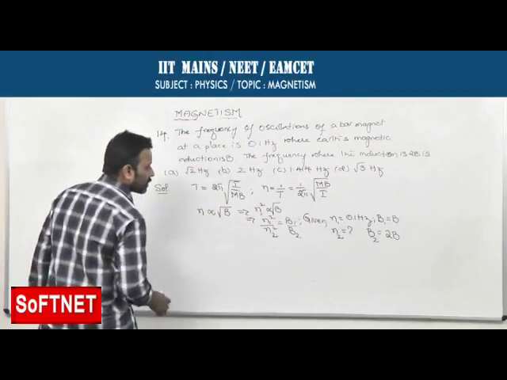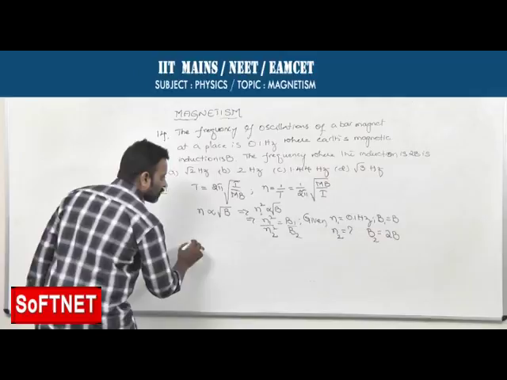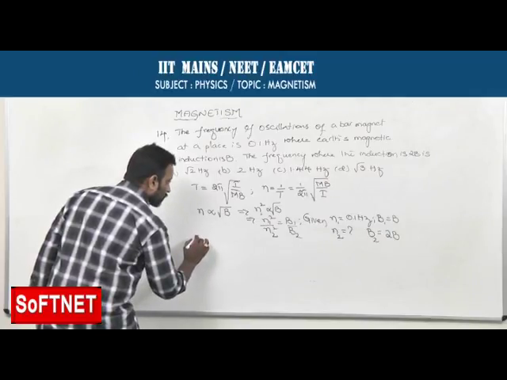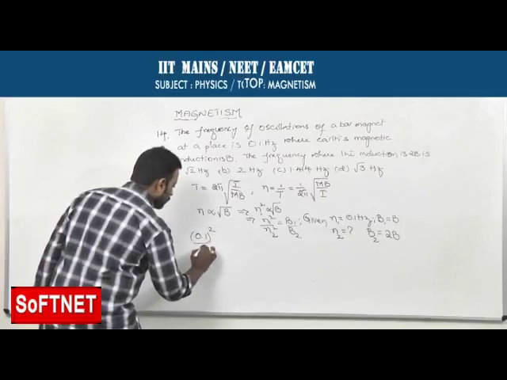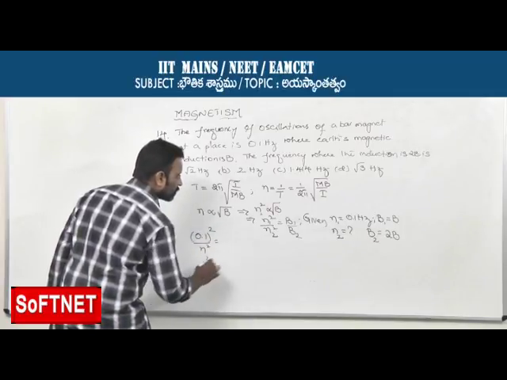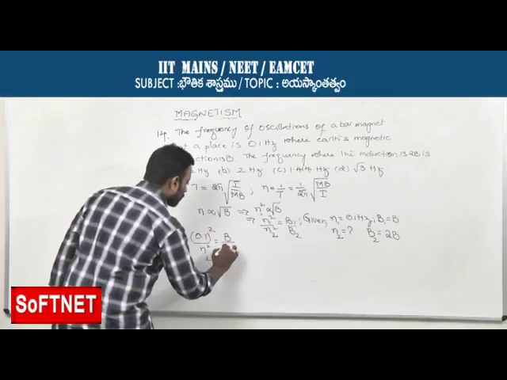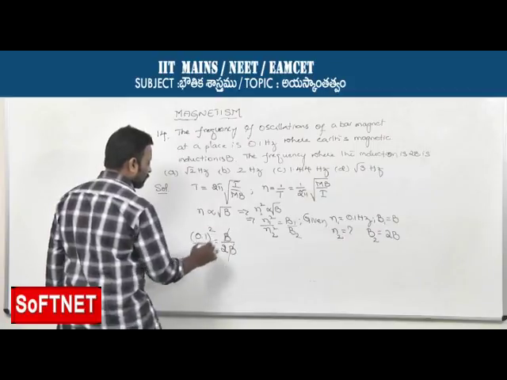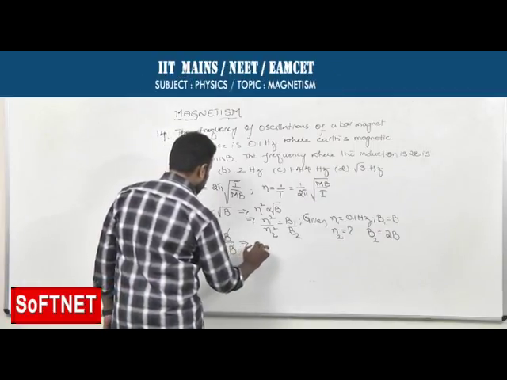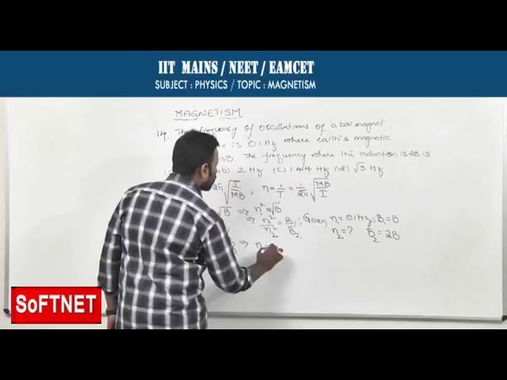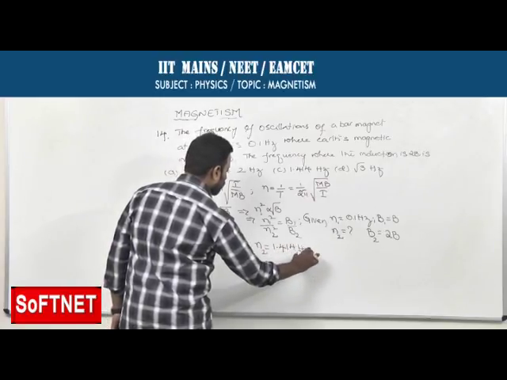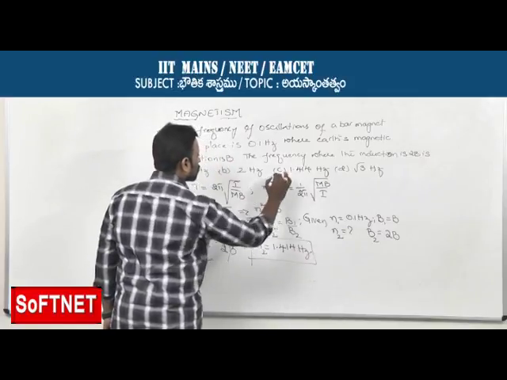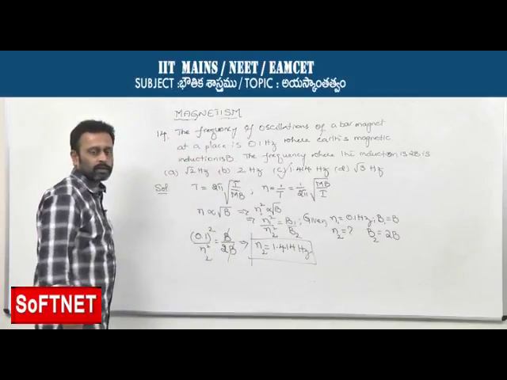Now substitute that data in this relation. n1 square by n2 square, that is 0.1 whole square by n2 square, is equal to B1 by B2, B by 2B. When you simplify this, we get the value of n2 as 1.414 hertz. So the third option is correct.